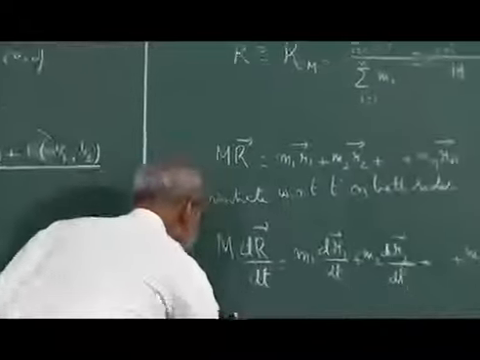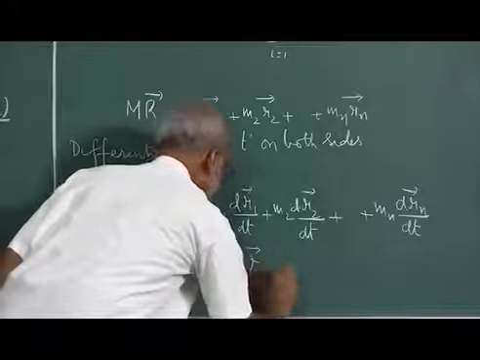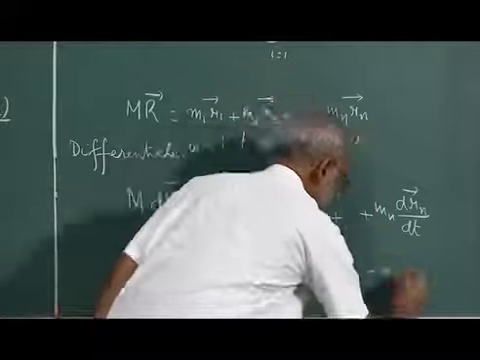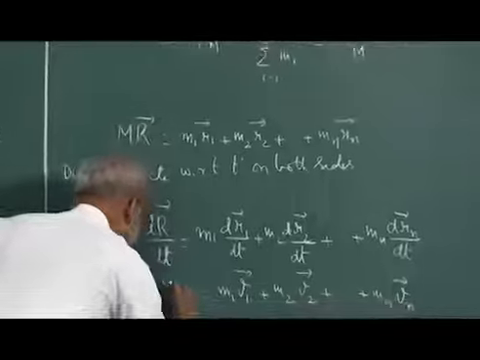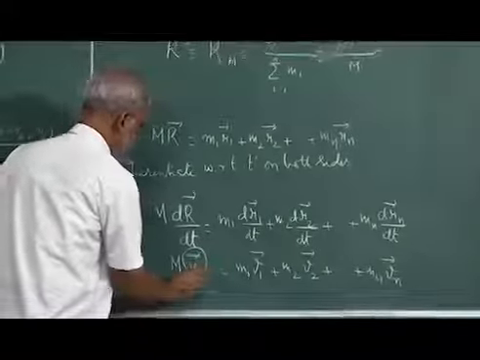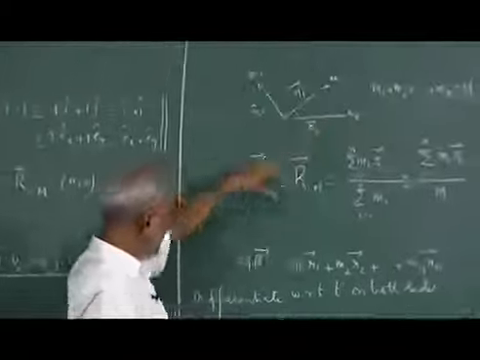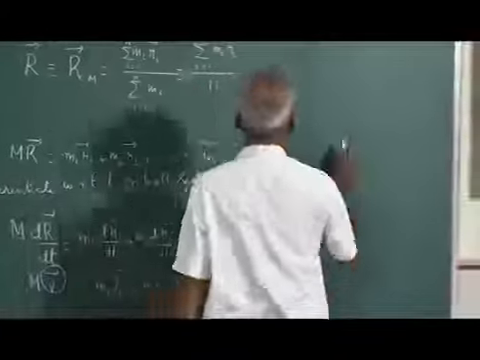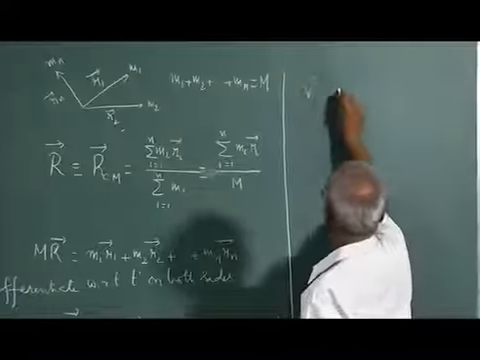Therefore, I can write M into velocity vector, which I will call capital V, equal to m1 v1 plus m2 v2, etcetera, plus mn vn. Now this dR by dt I will call capital V, sorry. What it means is that this is the velocity of the center of mass; the whole mass is represented by capital M. Therefore, this V is the center of mass velocity.